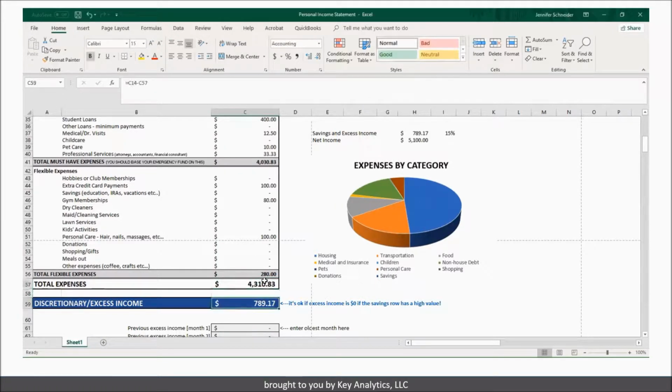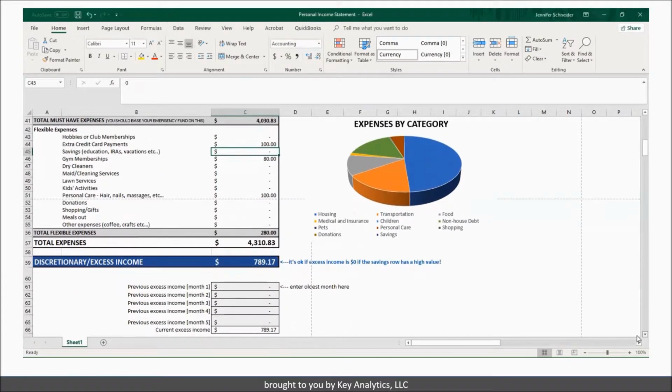Finally, you're going to get your excess income or your discretionary income. This is the income minus the expenses total. And for some people, they do a zero-based budget, which means they allocate every penny to something within their budget. If you do that, this should be zero. And your savings row here under flexible expenses might have a total there. If you're not sure what you're going to allocate to savings yet, you may have a zero in savings right now, and what's left over is going to show here in the discretionary portion. So don't worry about if it's zero, and don't worry about if you have extra and haven't made it zero. It's totally up to you if you want a zero-based budget or not.